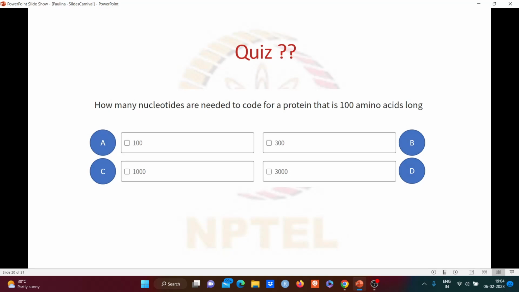Okay, moving on to the next question. How many nucleotides are needed to code for a protein that is 100 amino acids long? This question is related to the codon or decoding steps, or codon table related steps. So if you have a protein of 100 amino acids, how many nucleotides are required to generate a protein that is 100 amino acids in length?